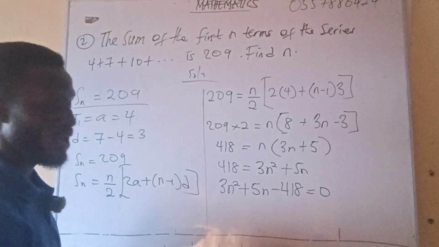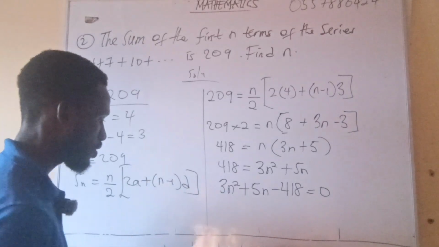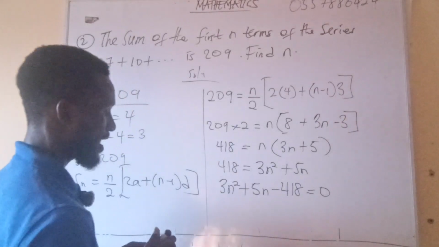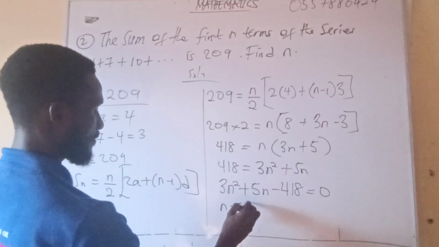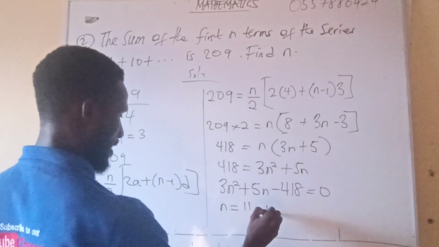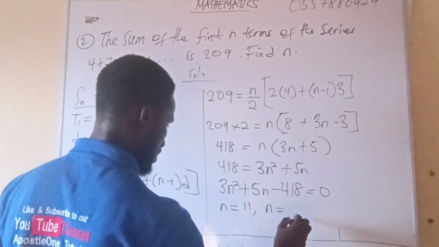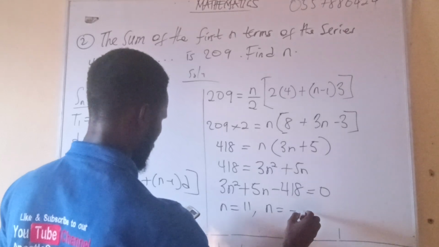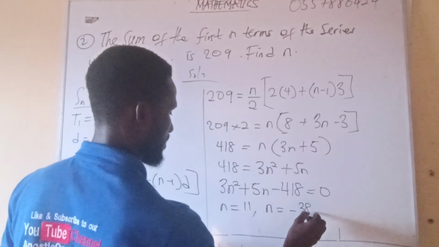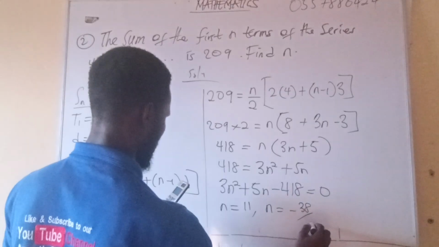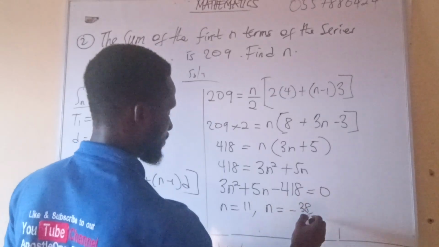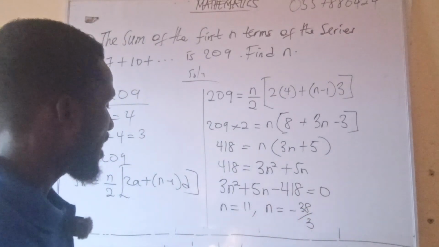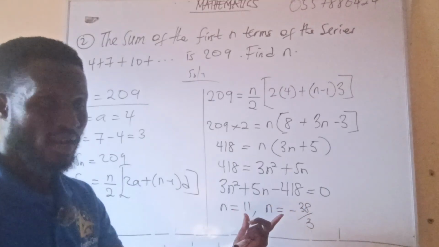Now, when you punch this in, we are going to get the first answer, n is equal to 11. And then n is equal to negative 38 over 3. Now, with this one, you have to relax and then factorize it nicely.